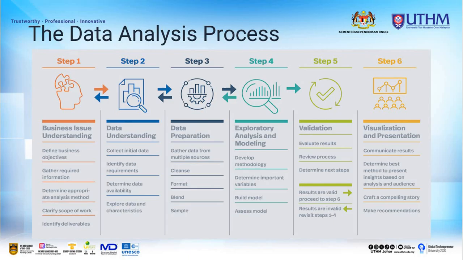Step number 5, the model that we have created through step number 4, we need to validate, whether the model is good or we need to improve the model or not. There are some processes and steps that we will go through for the validation part. After you validate and everything is fine, then you can go for visualization and presentation or demonstration. So these are the 6 general steps in the data analysis process.